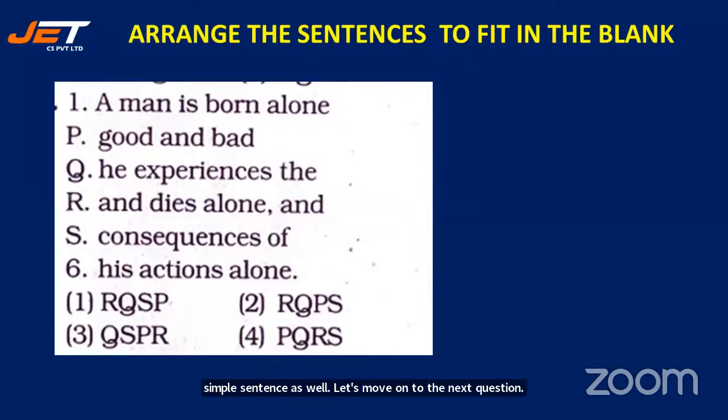A man is born alone, dash, his actions alone. So 4 options, good and bad. He experiences the and dies alone and consequences of. Right? So 4 options. Is it option 1? Option 2, option 3, or option 4? So quickly think over it and give me the answer. This would be the last category or the last model of question which comes in the arranging the sentences. All right. So after this, we'll have a one word meaning. All right. So quickly do this and give me the answer.